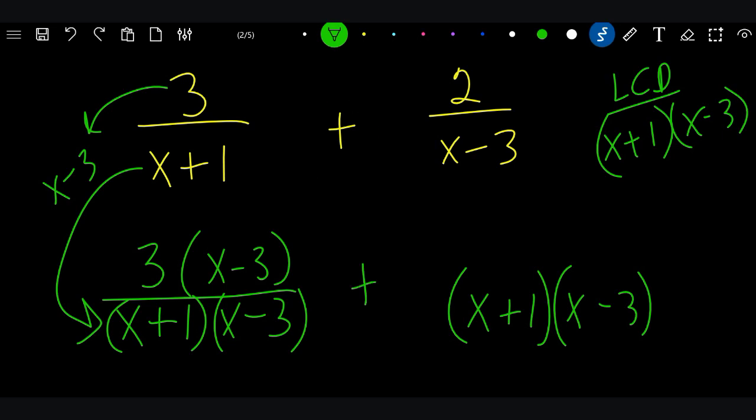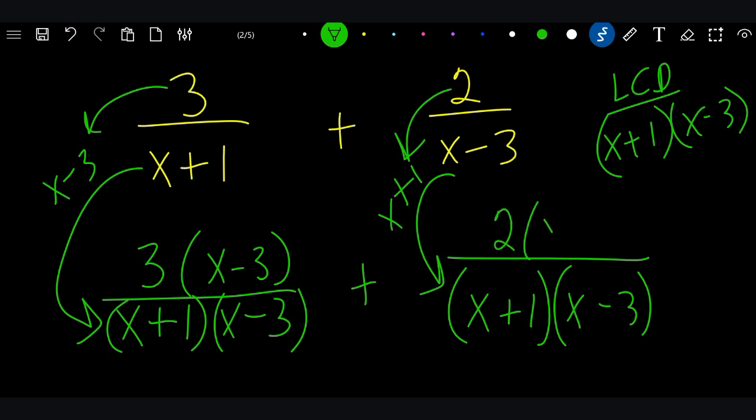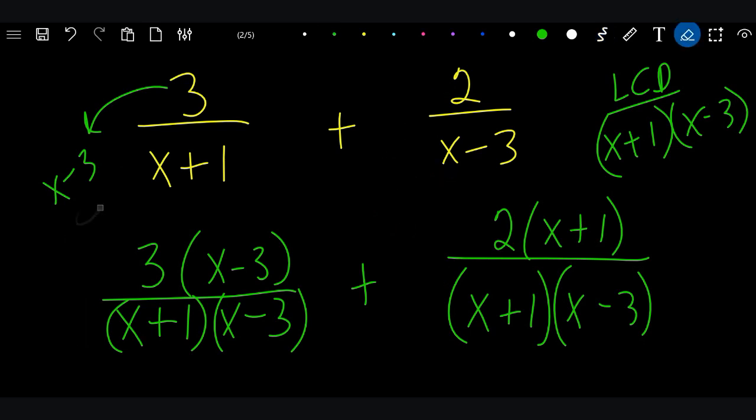And then I would ask myself, on this one, what did I multiply by to get this? Well, I have the x plus 3, x minus 3. I had to multiply by the x plus 1. So now I had to multiply that times 2. So I'd have 2 times x plus 1. That would be my new numerator. Let me erase this stuff so you can see it a little bit better.